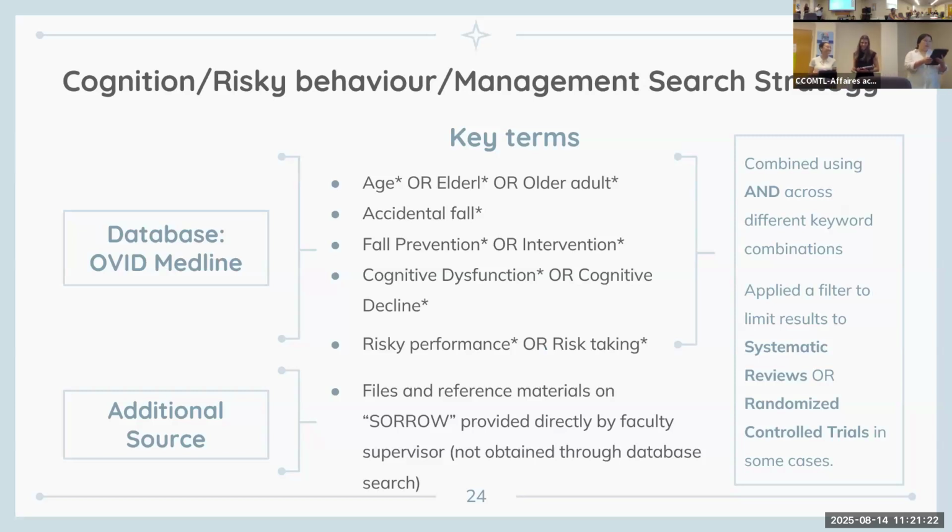Okay, so similar search methods to fear of falling were used in this section for cognition, risky behavior, and management search strategy, with the addition of reference materials on SARO provided directly by our faculty supervisor after an extensive database search did not find relevant and/or recent high quality material.